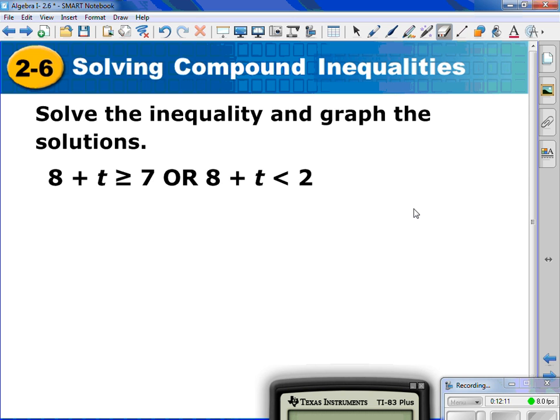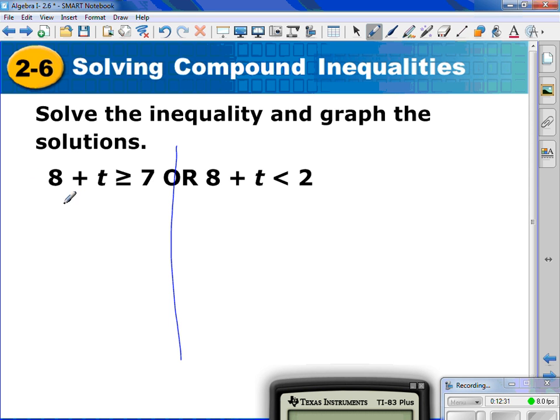We've been working with the ands. This is an or. The great thing about or statements, you just do both problems. You just graph, do both problems. Watch. Don't even worry about it. It's like 2 separate problems.